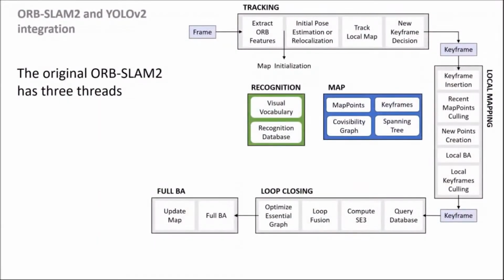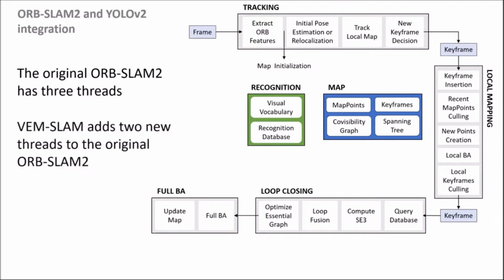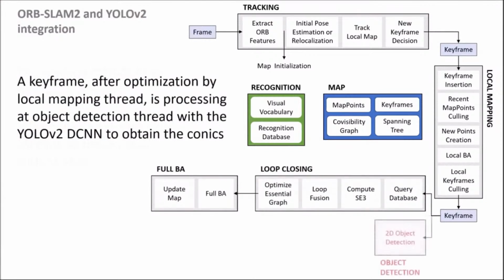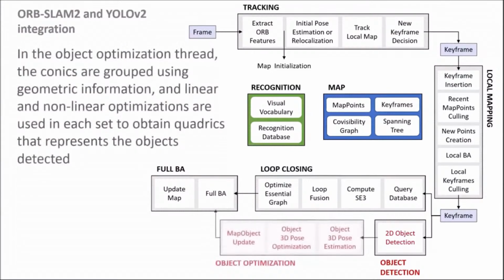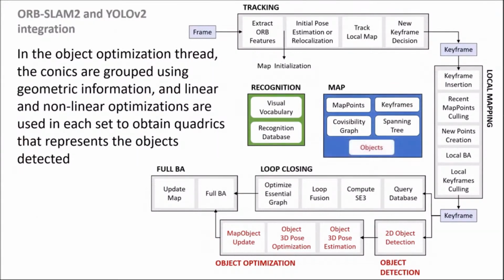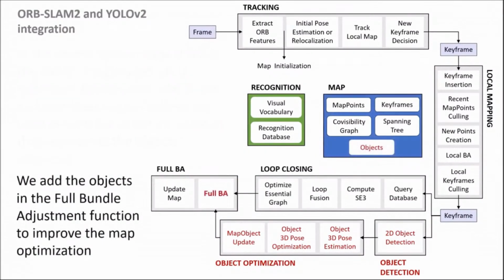The original ORB-SLAM2 has 3 threads. VinSLAM adds 2 new threads to the original ORB-SLAM2. A keyframe after optimization by the local mapping thread is processed in the object detection thread with the YOLOv2 DCNN to obtain the conics. In the object optimization thread, the conics are grouped using geometric information, and linear and nonlinear optimizations are used in each set to obtain quadrics that represent the objects detected. We add the objects in the full bundle adjustment function to improve the map optimization.